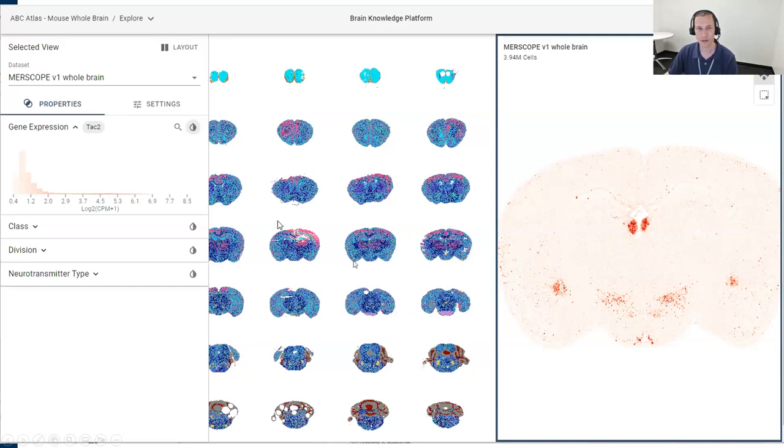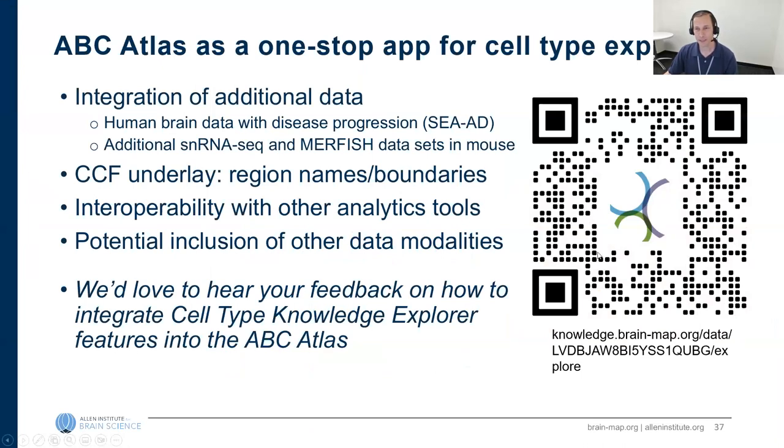And you could actually show on this left panel the same view of the MERFISH data if you wanted to see what the cell types were that were located in these same areas of the mouse brain. Okay, so here's a link to the ABC Atlas if you're interested as well.